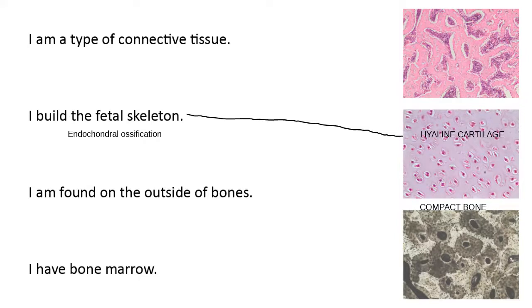When we talk about compact bone, where on my bones is compact bone found? Is that the one on the outside or the one on the inside of the bone? Compact bone. Yeah, a couple of us are chiming in the chat. Compact bone is what we find on the outside of our bones.